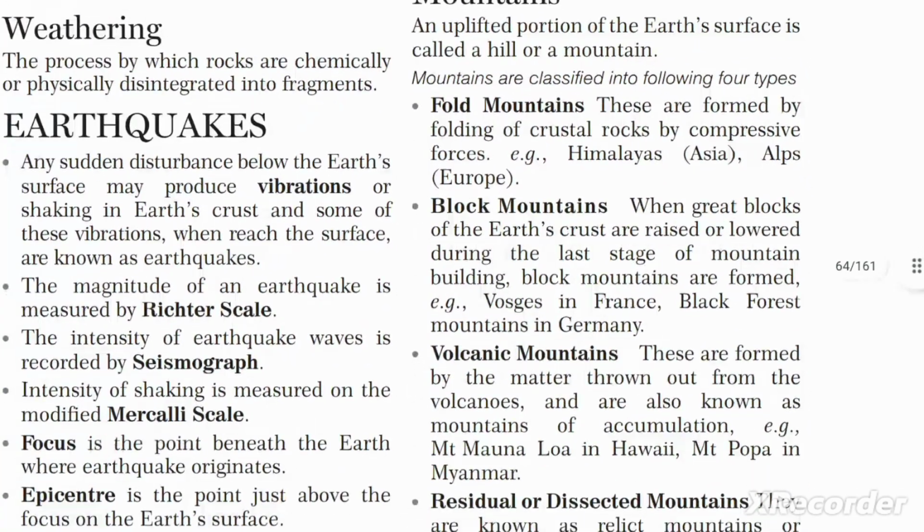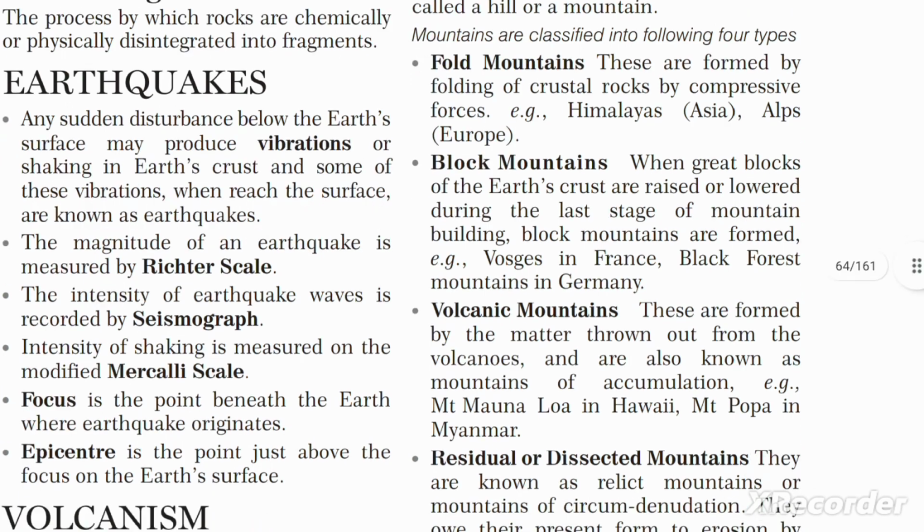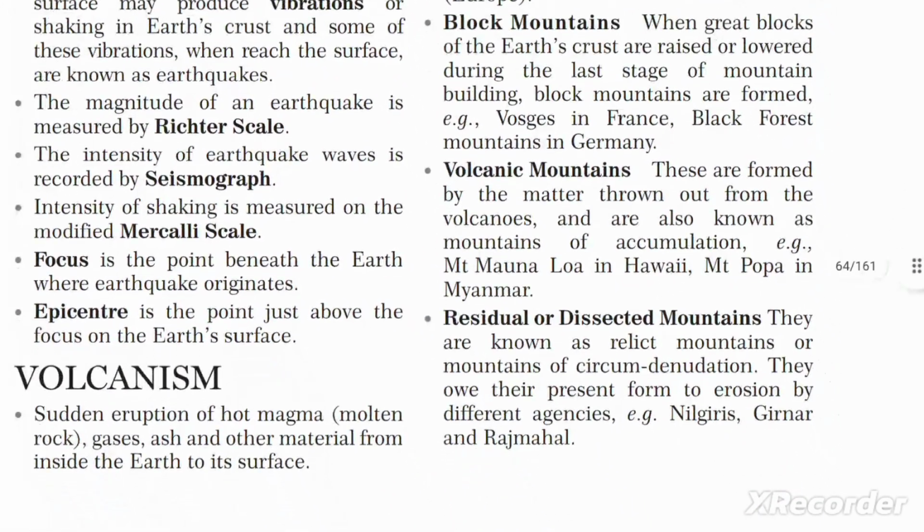Fold mountains, these are formed by folding of crustal rocks by compressing forces, example Himalaya, Asia, Alps, Europe. Block mountains, when great blocks of the earth's crust are raised or lowered during the last stage of mountain building. Block mountains are formed, example Vosges in France, Black Forest Mountain in Germany. Volcanic mountains, these are formed by the matter thrown out from the volcanoes and are also known as the mountains of accumulation. Example, Mount Mauna Loa in Hawaii, Mount Popa in Myanmar.